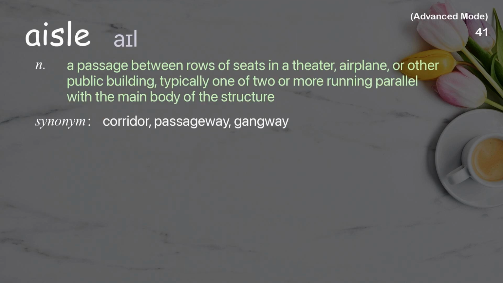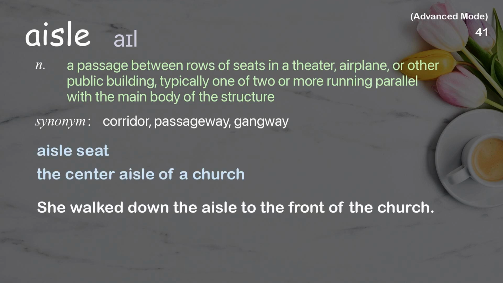Aisle. A passage between rows of seats in a theater, airplane, or other public building, typically one of two or more running parallel with the main body of the structure. Examples: Aisle seat. The center aisle of a church. She walked down the aisle to the front of the church.